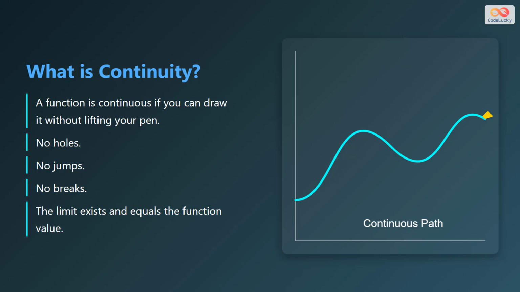First, let's establish what we mean by continuity. Intuitively, a continuous function is one you can draw without lifting your pen from the paper. There are no holes, no sudden jumps, and no breaks in the curve. Mathematically, the limit as you approach a point must equal the function's value at that point.